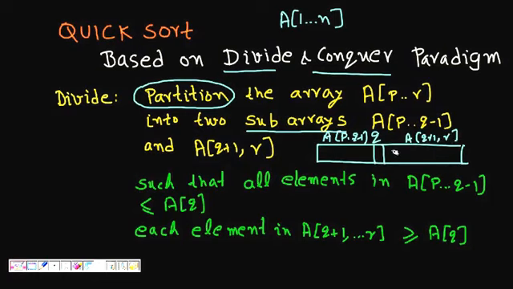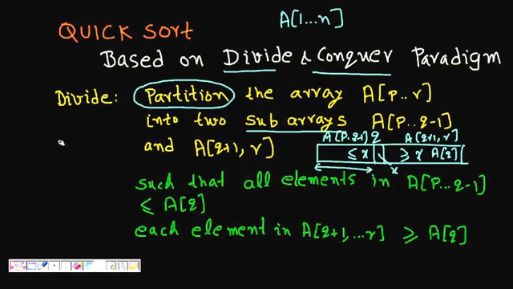All the elements on this side are less than or equal to this element x, and this side is greater than or equal to x. So we do the partition so that all the elements to the left of the qth index are less than or equal to A[q], and all the elements to the right of the qth element are greater than or equal to A[q]. This is the partitioning algorithm.